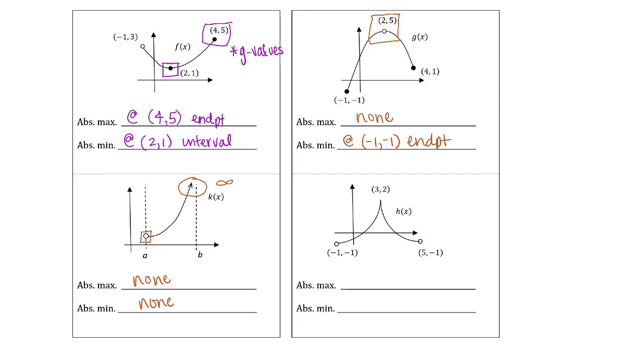And then finally over here with our next one, notice that our max is going to occur way up here, so that's going to be at the ordered pair 3, 2, and that's inside the interval. And then the absolute min is going to be none because look at those endpoints there. So this would be none.